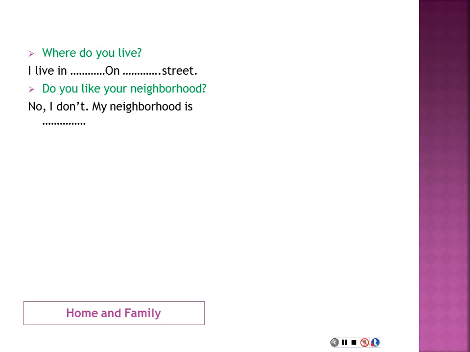No, I don't. My neighborhood is. We can add an adjective here. ممكن إضافة صفة للتعبير عن مدى سوء هذه المنطقة. My neighborhood is very crowded. I cannot park my car. So my neighborhood is very crowded. منطقتي مزدحمة جدا. I cannot park my car. لا يمكنني ركن سيارتي. I cannot find a parking space. لا يمكنني إيجاد مساحة لركن سيارتي.